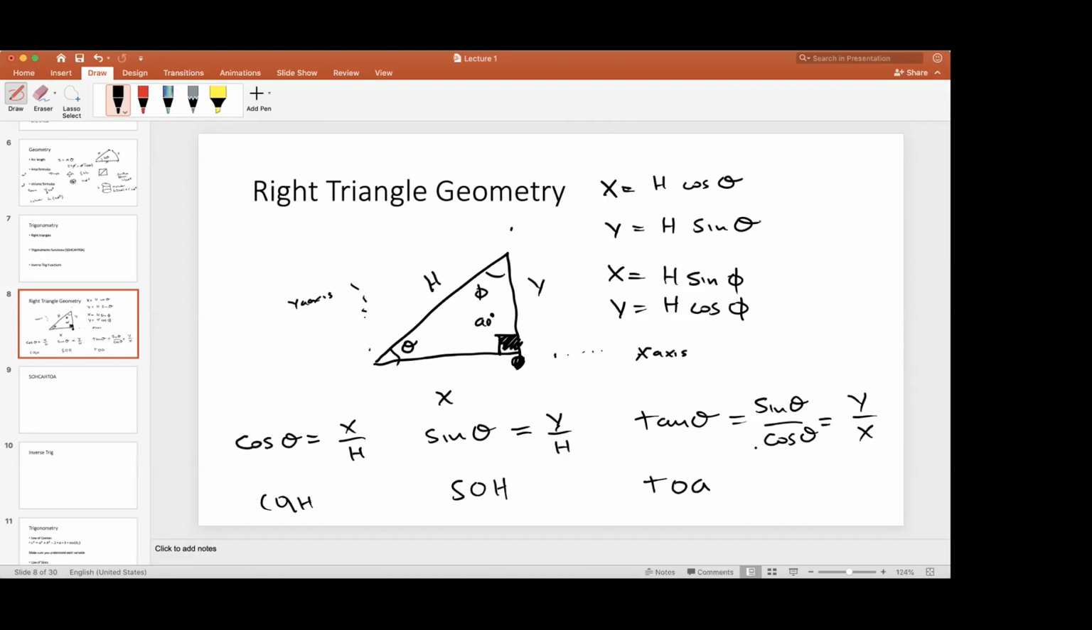Whatever our hypotenuse is, our vector, it's at an angle from the x-axis of theta. And therefore, we can break it into its x component and its y component. We'll get to that, but that's what we need to know about here.